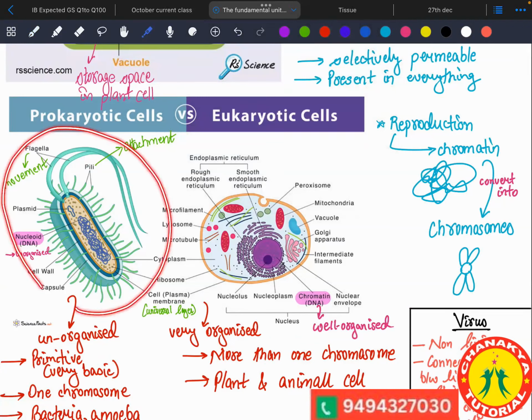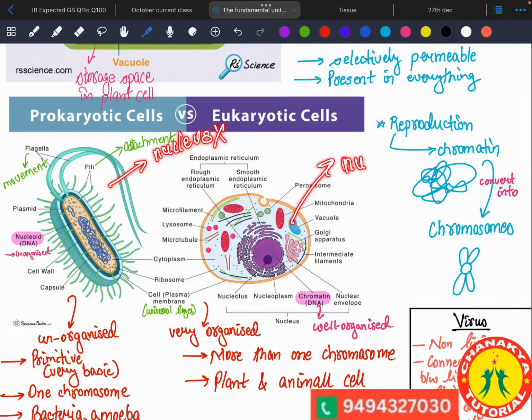So this is how a prokaryotic cell looks. A prokaryotic cell does not have a nucleus, whereas a eukaryotic cell has a nucleus. Can a cell exist without a nucleus? Yes, a cell can exist without a nucleus. Instead of a nucleus, it contains a space known as the nucleoid.